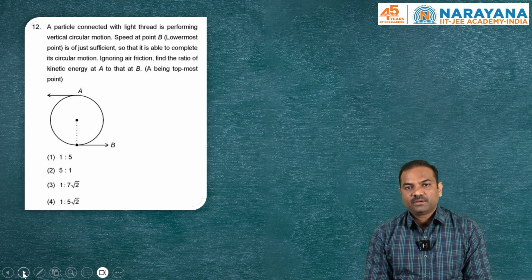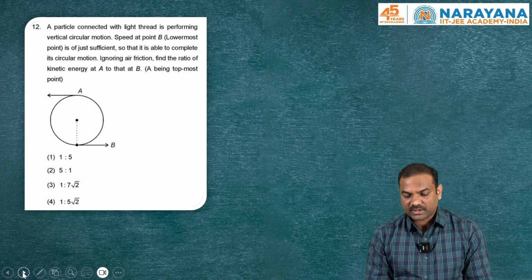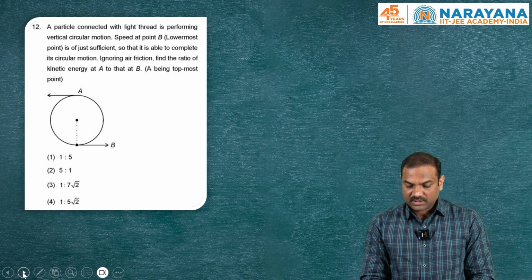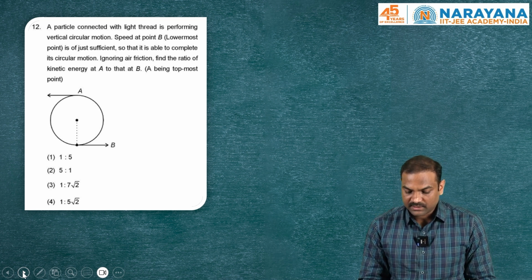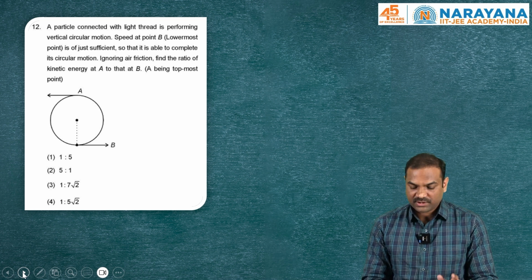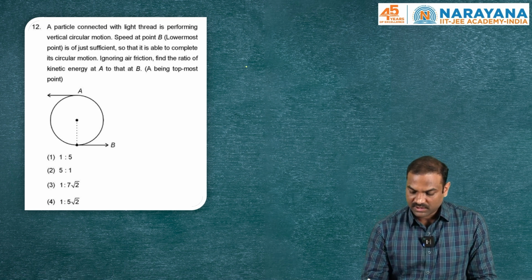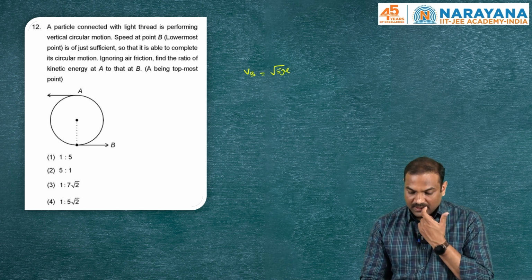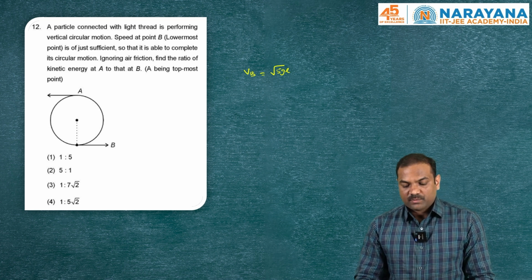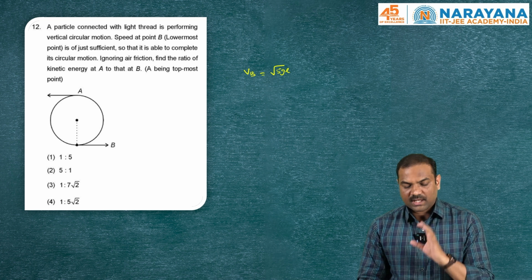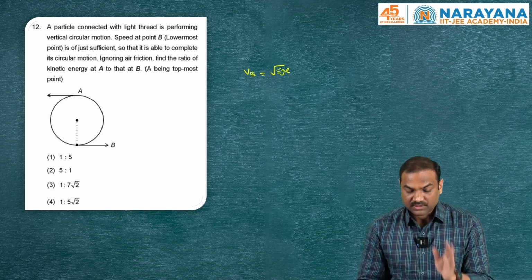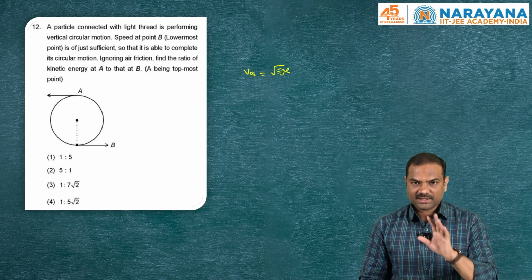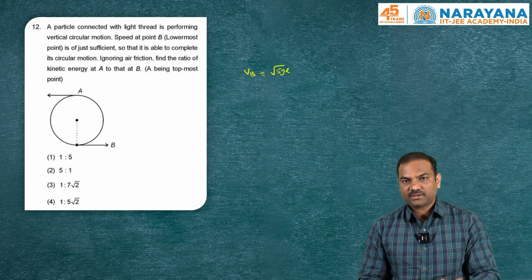Next, again we'll go with a question which is related to vertical circular motion. In the question, in the second line, the speed at the lowest point B is just sufficient to complete the circular motion. That means the velocity at B point is root 5gL. Then they're asking the ratio of kinetic energy at A and B points. So it's a pure vertical circular motion. They are asking the ratio of kinetic energies at A and B points. And they have given one hint in the question, that is the velocity at B point is sufficient to complete the vertical circular motion.